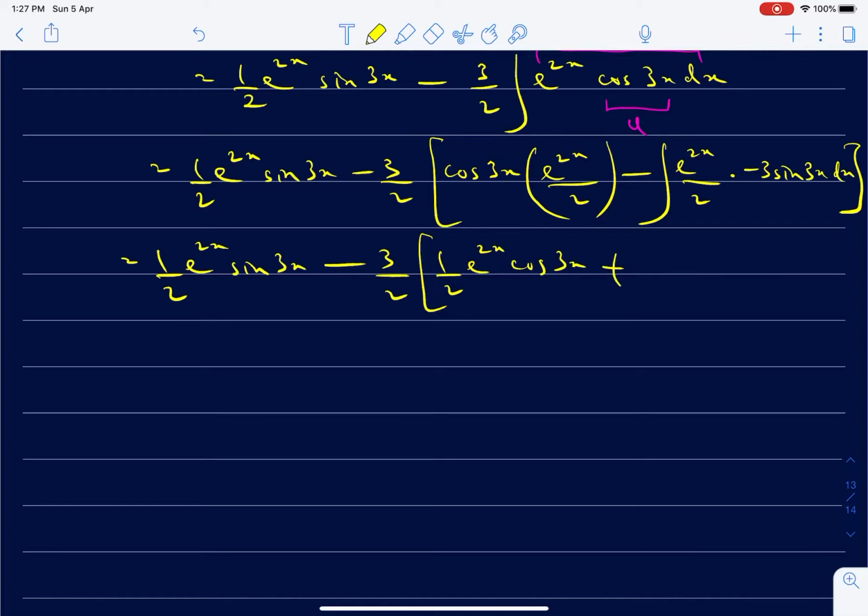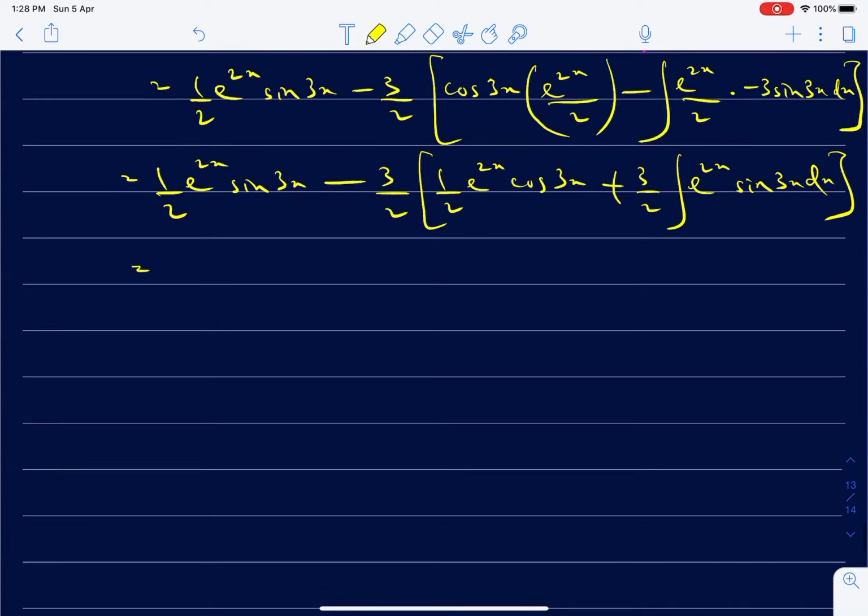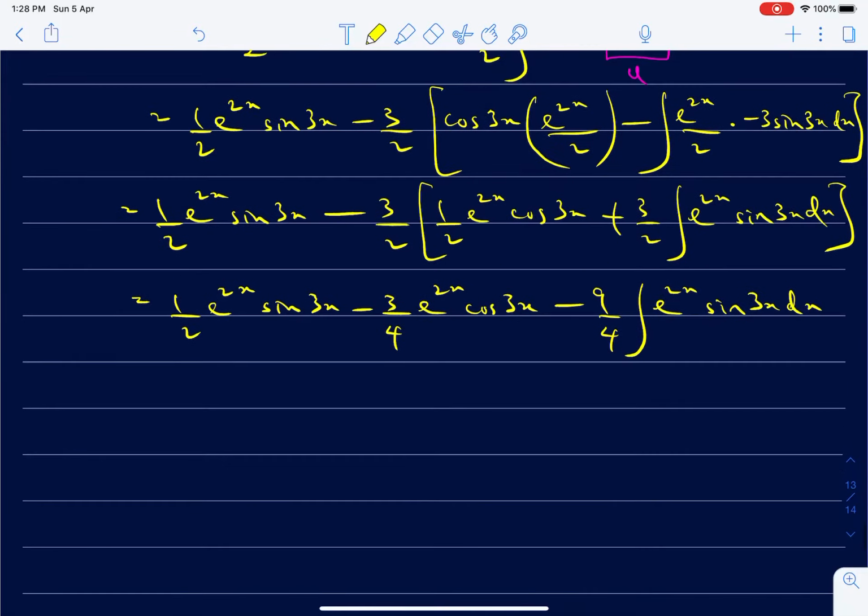Minus, this is going to be plus 3 over 2 multiplied by the integral of e raised to the power 2x sine 3x, e raised to the power 2x sine 3x dx. And now we can open the brackets. Then we have 1 over 2 e raised to the power 2x sine 3x minus 3 over 4 e raised to the power 2x cos 3x minus 9 over 4 multiplied by the integral of e raised to the power 2x sine 3x dx.